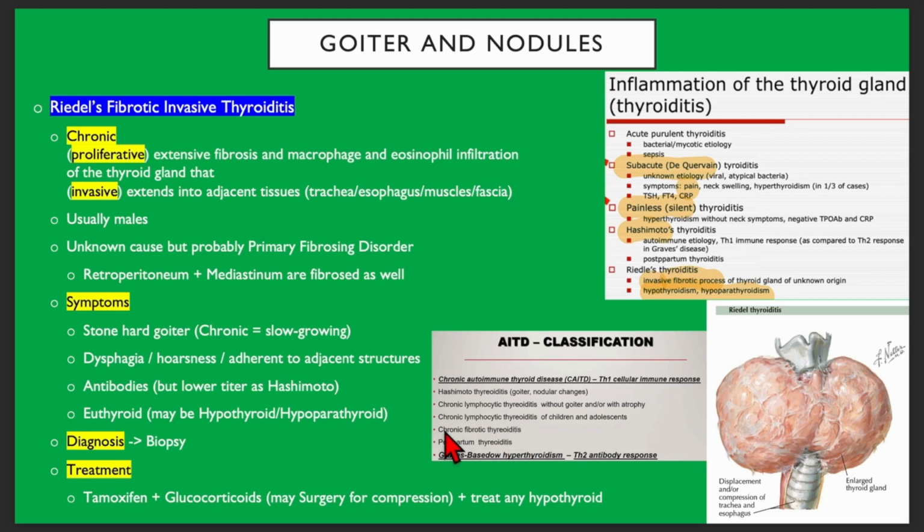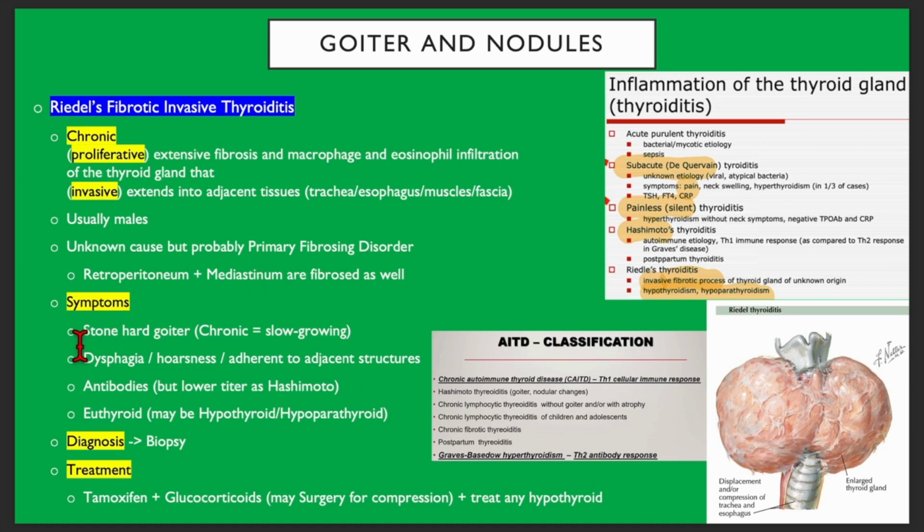Okay. So the chronic fibrotic thyroiditis, proliferative because of the lymphocytes and macrophages and eosinophils. Invasive because it goes on the neighboring structures. You can see it here. It's affecting the trachea, esophagus, the muscles, the fascia. It's affecting a lot of things. It's usually in males. We don't know the cause, but it's probably a primary fibrosing disorder because a lot of these patients also have fibrosis in mediastinum and retroperitoneum. So it's not just the thyroid, it's also the retroperitoneum and the mediastinum that is fibrosed.